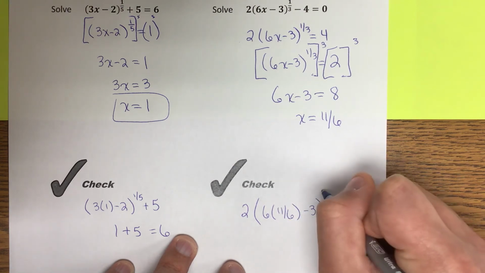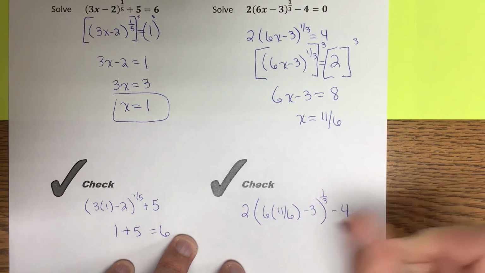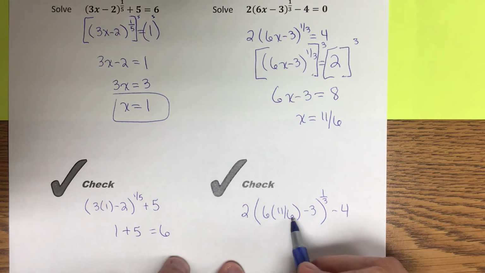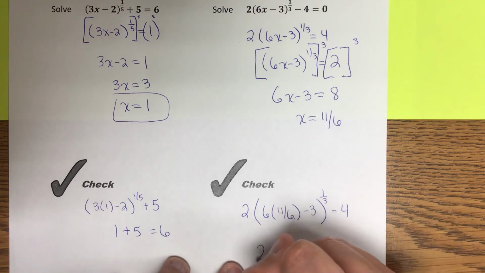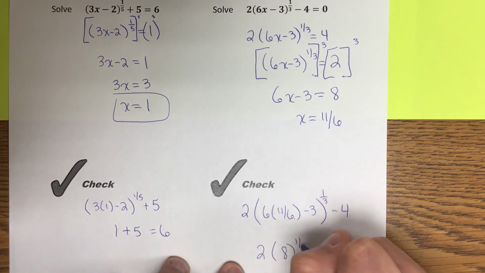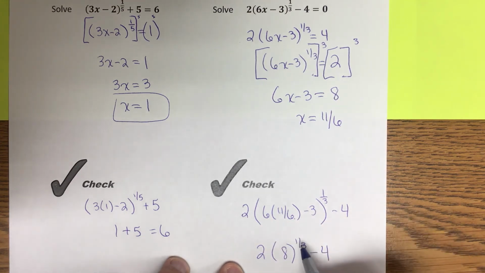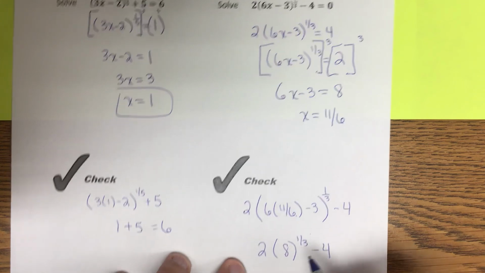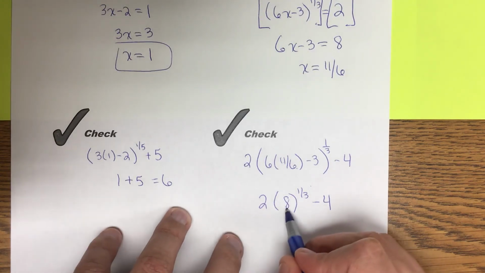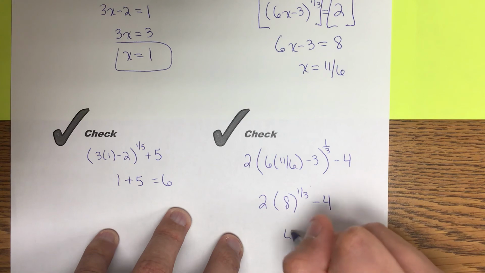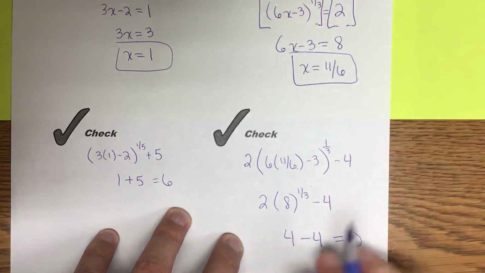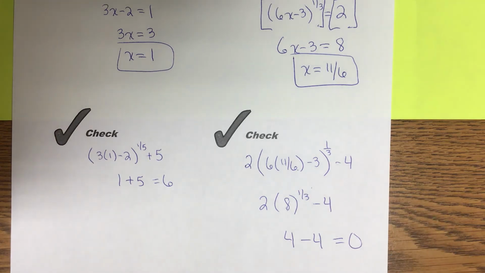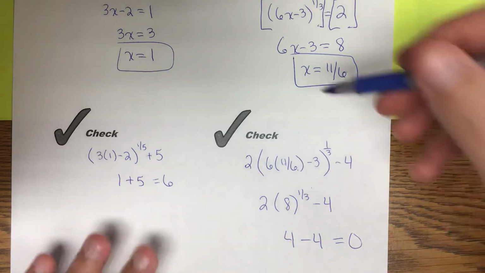And so when I go to check this, I've got 2 times 6 times 11/6 minus 3 raised to the 1/3 minus 4. Well, 6 times 11/6 is just 11. 11 minus 3 is 8. The 8 raised to the 1/3 power is a cube root. The cube root of 8 is 2. 2 times 2 is 4. Minus 4 is 0.